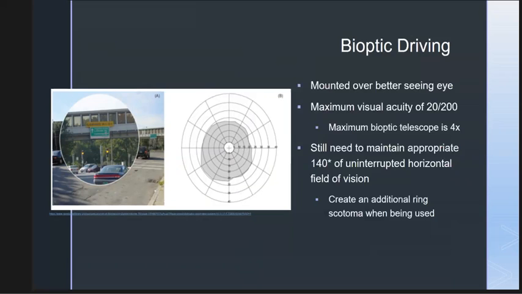The greater the magnification in the telescope, the smaller the visual acuity, or the visual field, excuse me. And this is something that the patients need to be aware of. So while they're looking through that telescope, they still need to maintain a horizontal field of 140 degrees. So bioptic driving training is essential for these patients. While looking through this telescope, the bioptic lens, we're going to create a ring scotoma immediately surrounding that target that the telescope is focusing on. This is a part of the training that the bioptic driver is going to need.